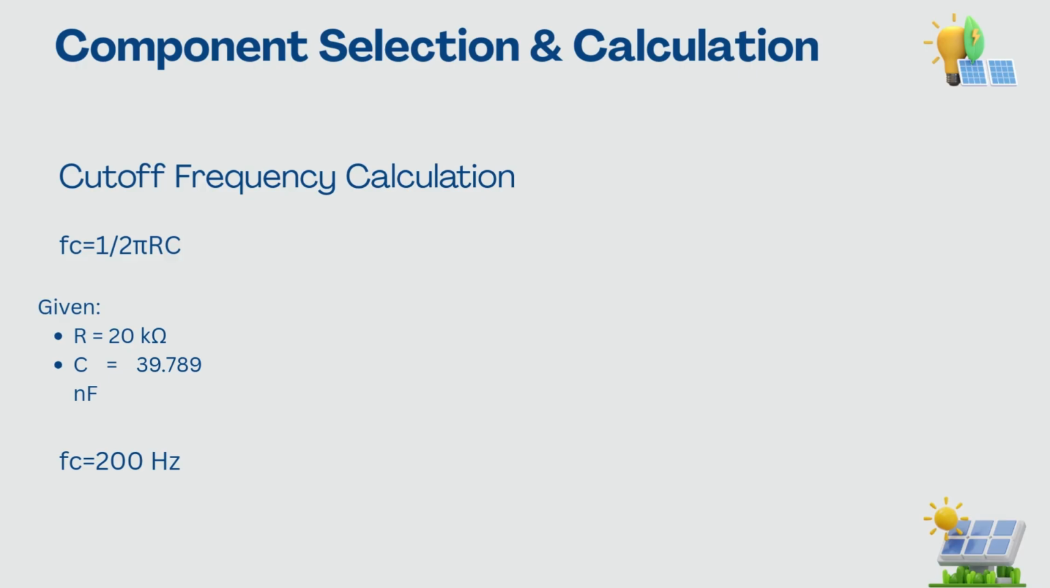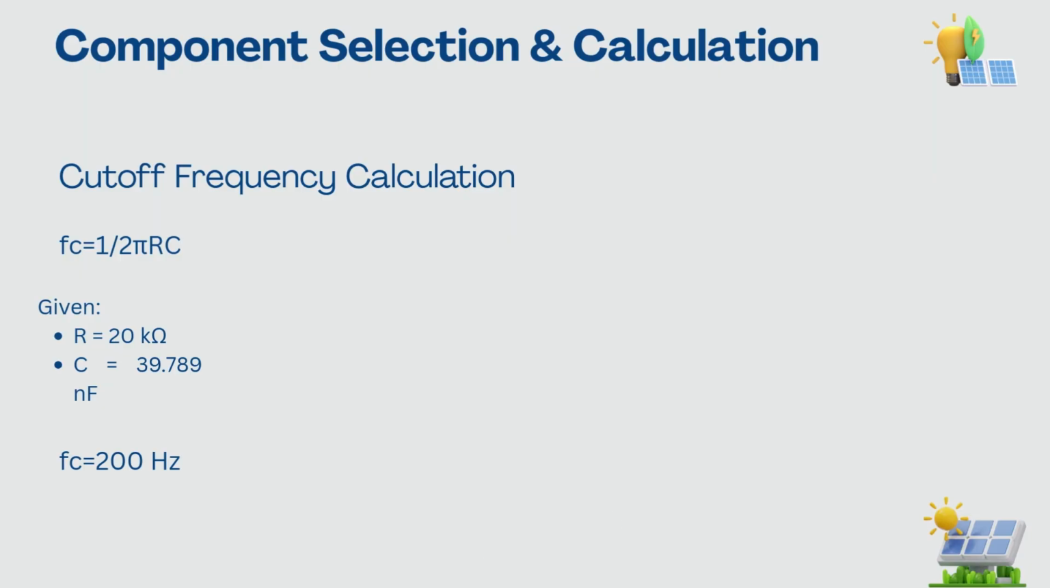And then for the component selection and calculation, this slide shows the component selection for the active filter. The cutoff frequency was designed using the equation Fc equals 1 over 2 pi RC. By selecting a resistor value of 20 kilo ohms and a capacitor value of 39.789 nanofarads, the cutoff frequency is approximately 20 Hz.